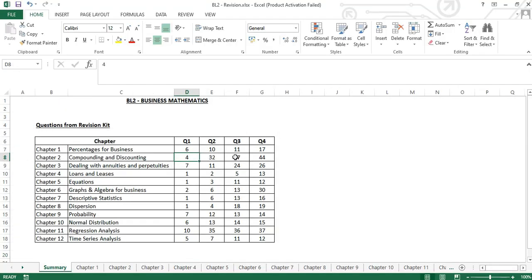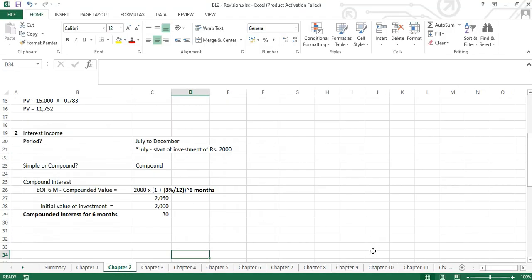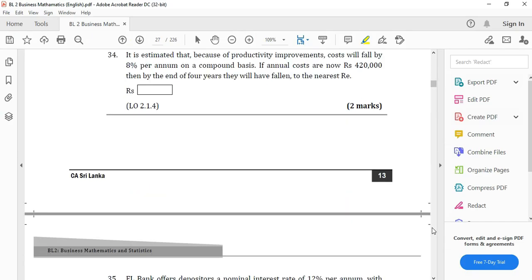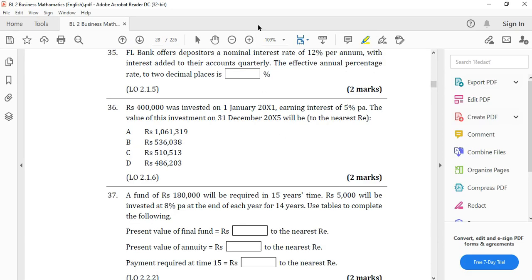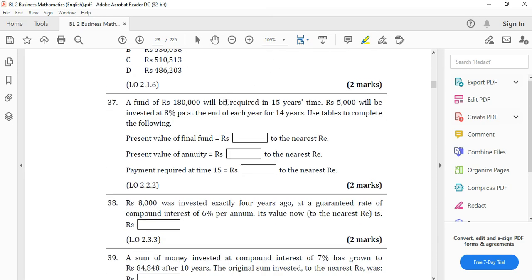Next, let's go to the third question, 37. Okay. A fund of 180,000 will be required in 15 years' time. 5,000 will be invested at 8% per annum at the end of each year for 14 years. Use the tables to complete the following. The present value of the final fund, which is 180,000 in 15 years' time, that is the final fund. So that fund's present value they are asking.